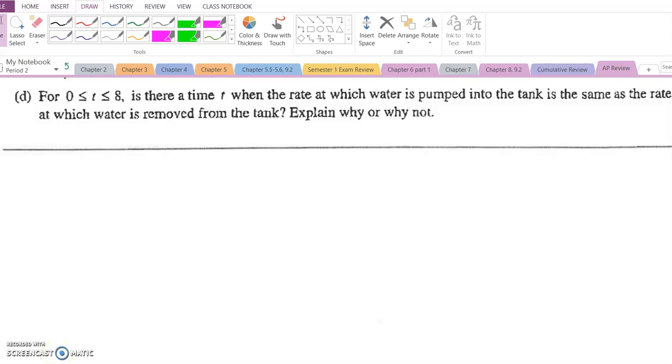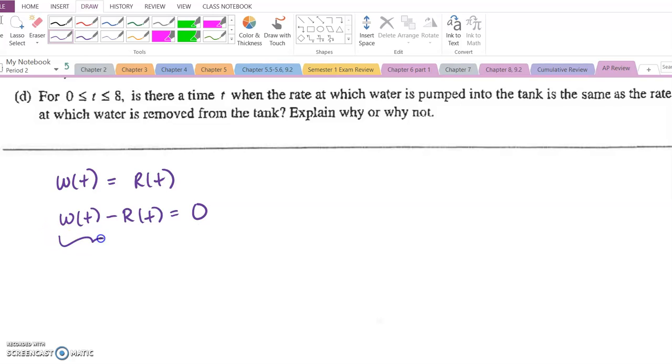We have two different functions. We have W and we have R, and W represents the rate at which water is pumped into the tank, and R of t is the rate at which water is removed from the tank. And if those rates are going to be the same, it means that they are equal, which is to compare the difference of those rates and say that the difference of the rates is equal to 0.